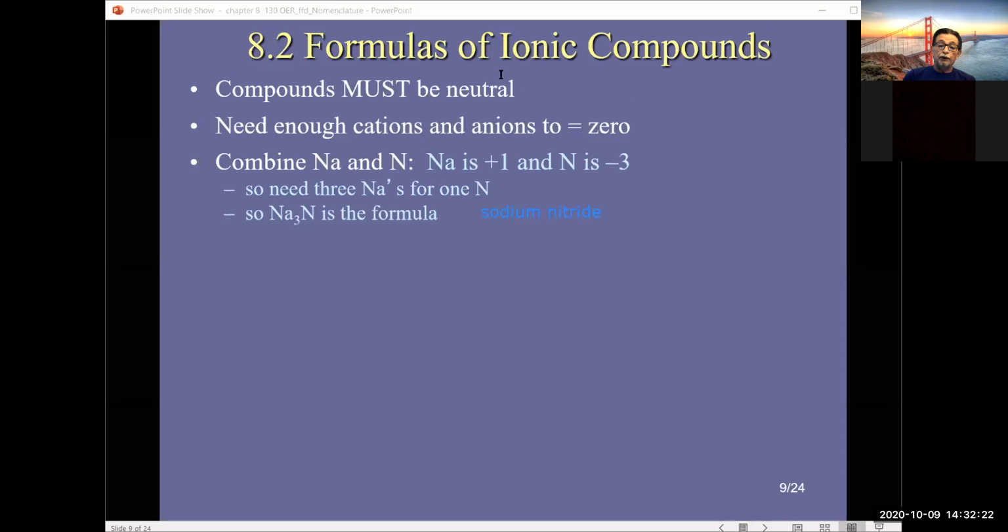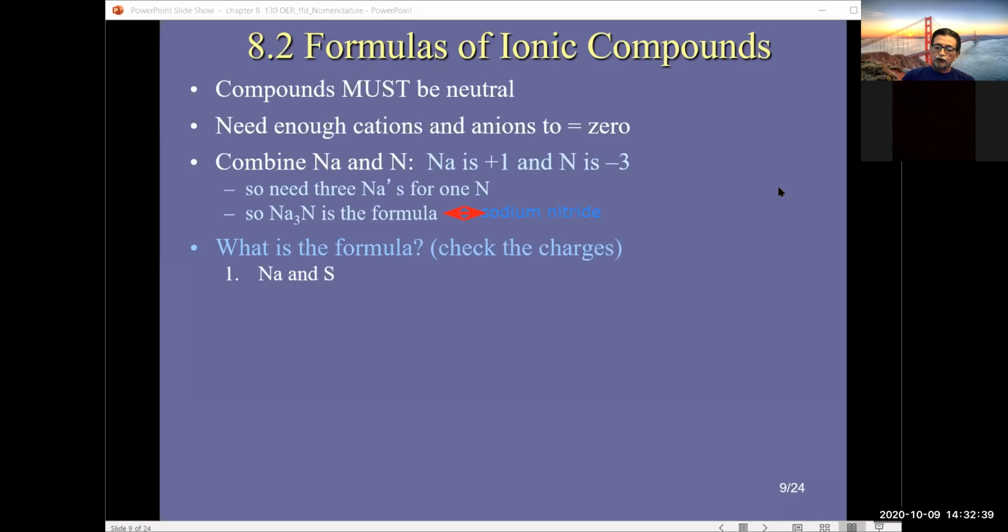In this case, we went from formula to name. But one should be able to go backwards and go from name back to formula. Let's try this one.